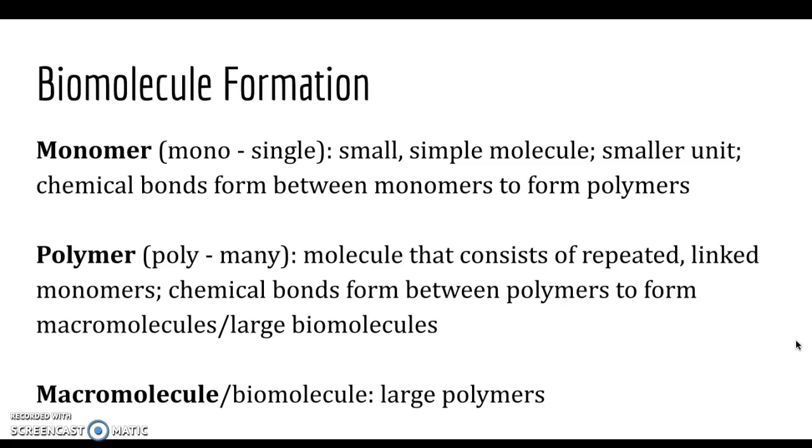Monomers are usually linked together by covalent bonds. And chemical bonds form between polymers to form macromolecules or large biomolecules. So a macromolecule or a biomolecule is a large polymer. So basically, if you're looking at the scale, monomer is the smallest. You bond monomers together, you get a polymer. You bond polymers together or you fold them together in a certain way, you get a macromolecule or a biomolecule.